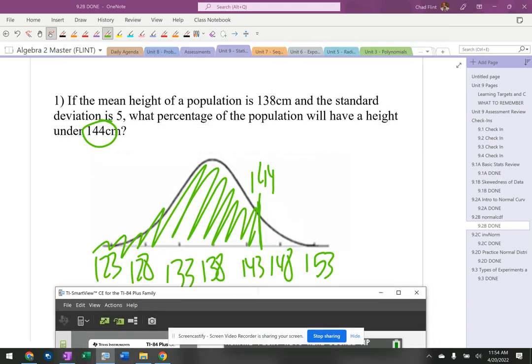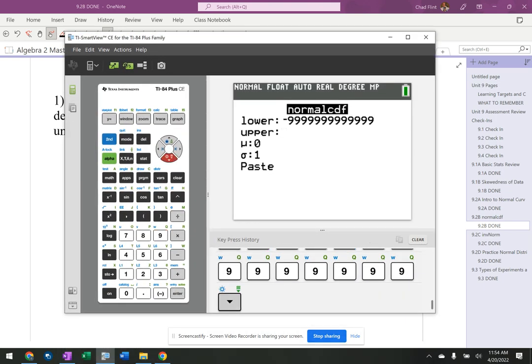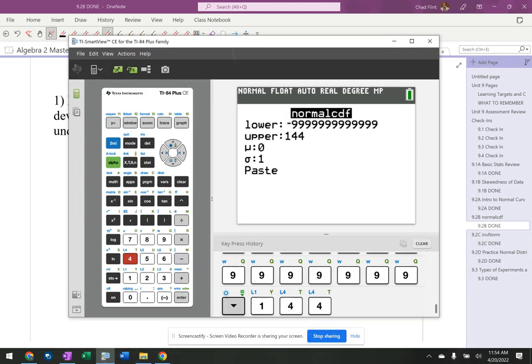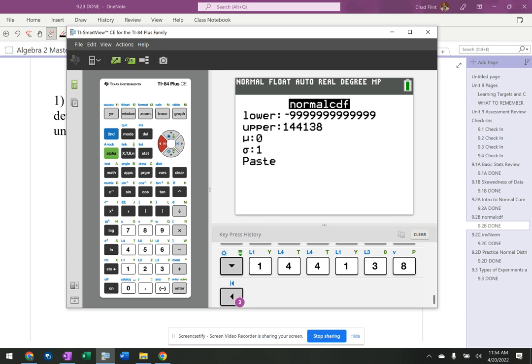All right. My upper value is going to be 144. So it's supposed to go from all the way over at negative infinity to 144. Okay, and then after that, I have to make sure that I look at my mean, which is 138, and my standard deviation, which is 5. And then I hit paste.